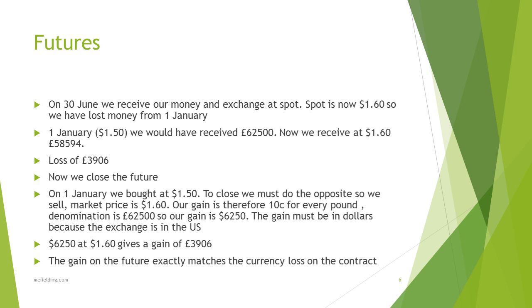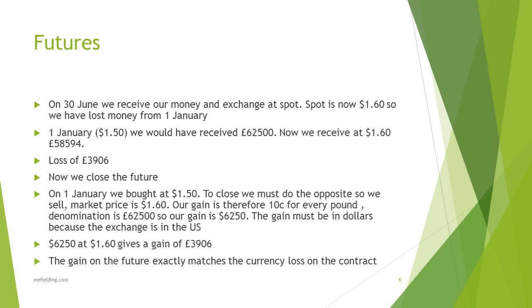Therefore, if we just look at the spot market, in the spot market we have a loss of £3,906. Notice here that you've got to get your currencies right. I've measured it in pounds. And that's simply the difference between the 62,500 we would have received on the 1st of January and the 58,594 we actually received on the 30th of June. So in the spot market you have a loss of 3,906. That's step number one, this idea of closing out, or taking your dollars that you receive and simply exchanging them in the spot market.